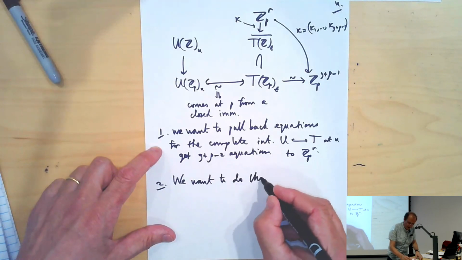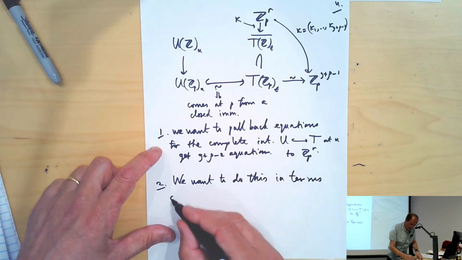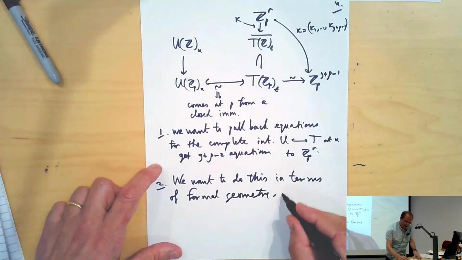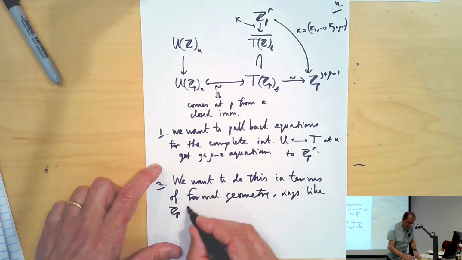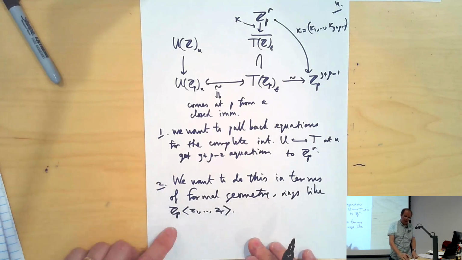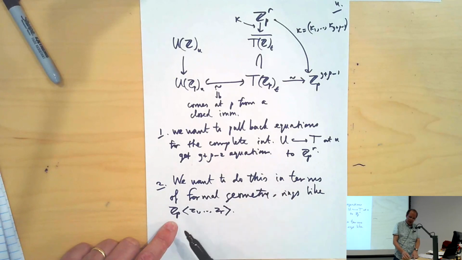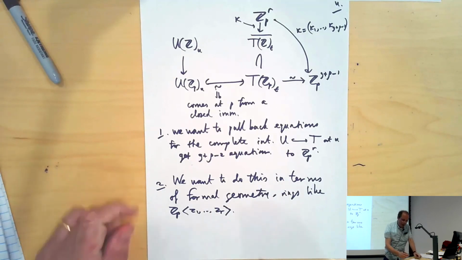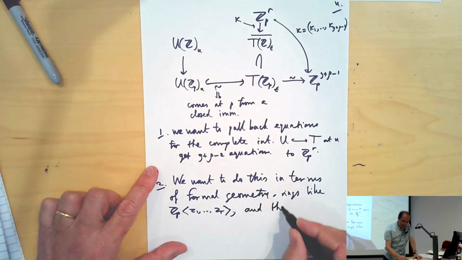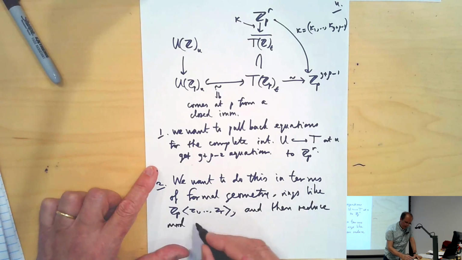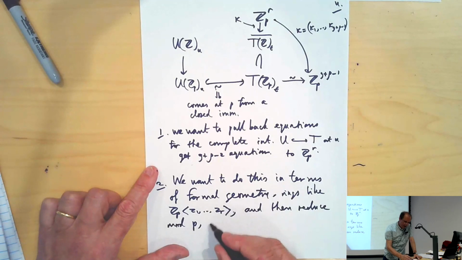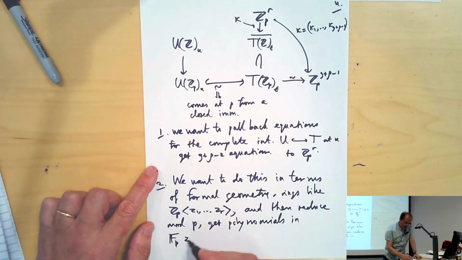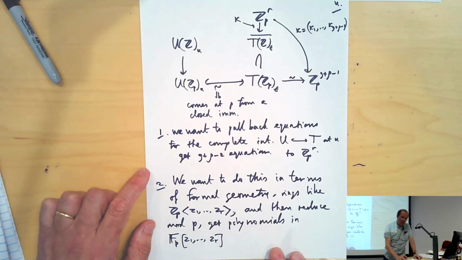And the second thing is, we want to do this in terms of formal geometry. So that means rings like Z_p, Z1 up to Zr. I want to get these equations. They have to have images in this ring, and then I can talk about intersecting them. And I will get an ideal in this ring, and then reduce mod p. This gives polynomials: the reduction of this ring mod p, so we get polynomials in F_p, Z1 up to Zr.